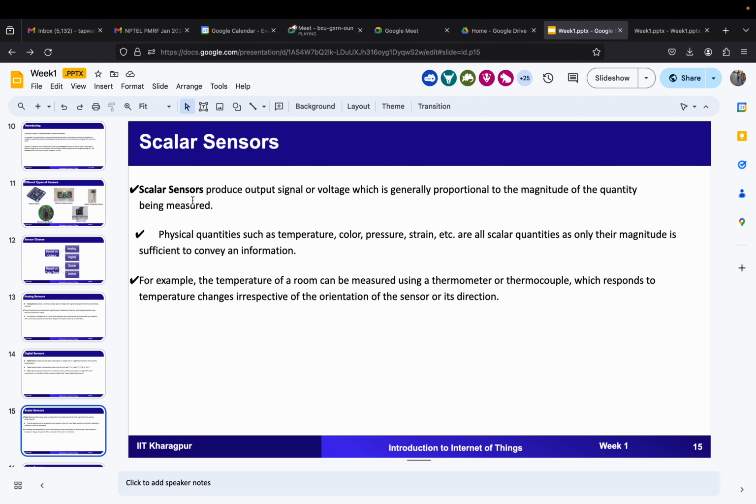Okay, so we are at the scalar sensor. A scalar sensor produces an output signal or voltage which is generally proportional to the magnitude of the quantity being measured. So basically, if you are measuring only the quantity, not direction, then those are scalar sensors. Physical quantities such as temperature, color, pressure, and strain, where there is no association with any kind of direction, you can use a scalar sensor there.